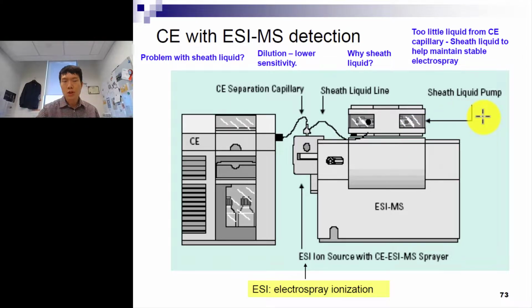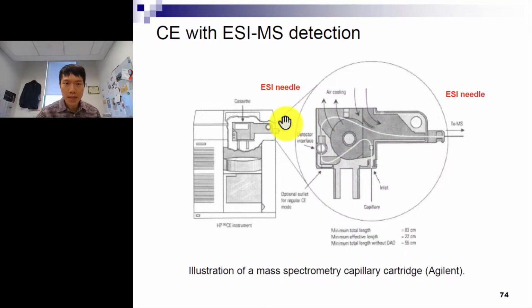So the question is why we need a sheath liquid, as we know that CE uses a very minute sample, and we always have the samples in an aqueous liquid state. Too little liquid from CE will cause instability in the electrospray of the mass spectrometer. There's not enough liquid to spray out, and that causes irreproducible results. So here we have an ESI needle. Later on you will see how the sample is injected.